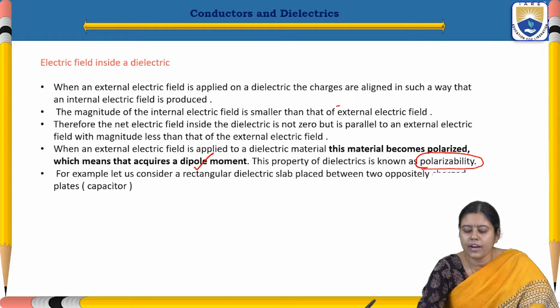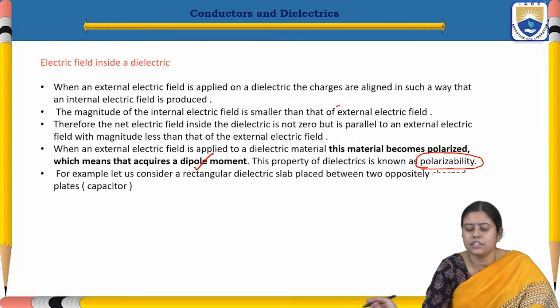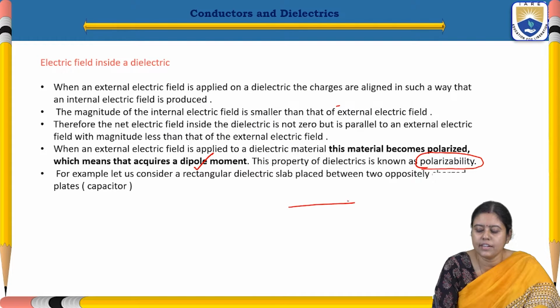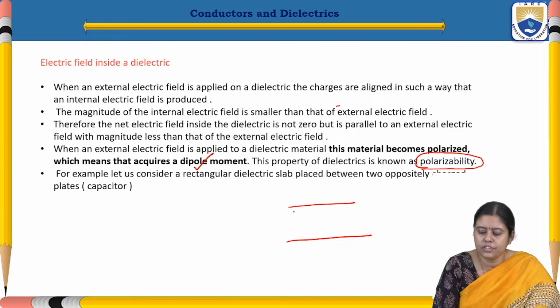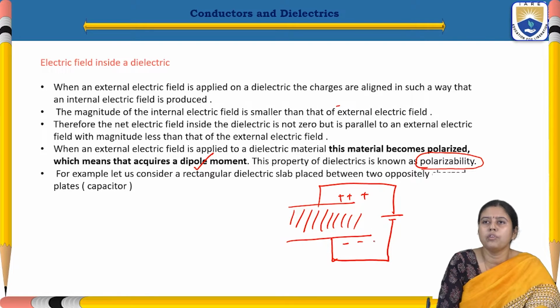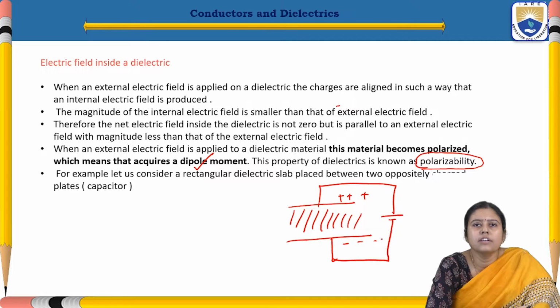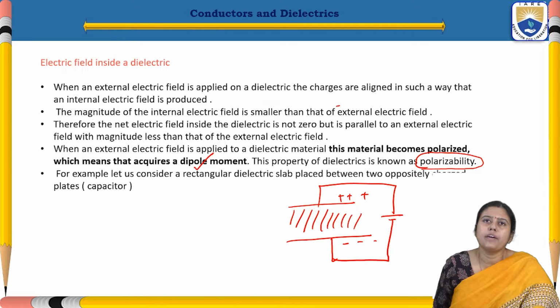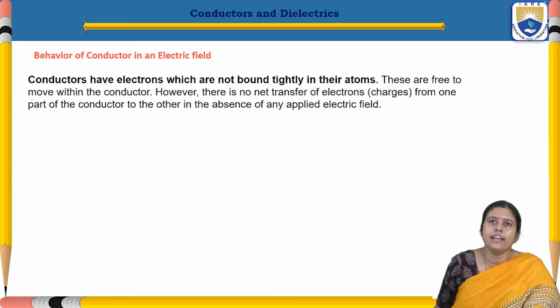Let us consider a rectangular dielectric slab between two oppositely charged plates, which is called a capacitor. In the case of the capacitor, there are two parallel plates and some dielectric material. If we connect it with a battery, what will happen? Here we get the positive charge, here we get the negative charge, and it gives rise to the capacitance between the two. So this is the important property of the electric field inside a dielectric.